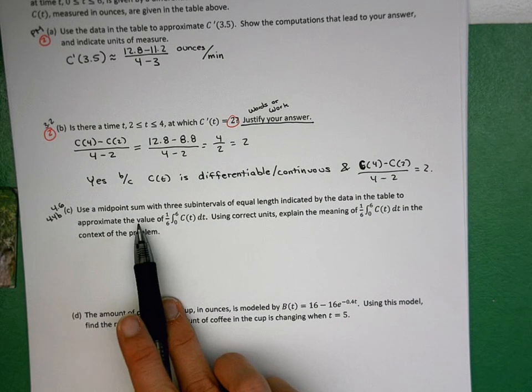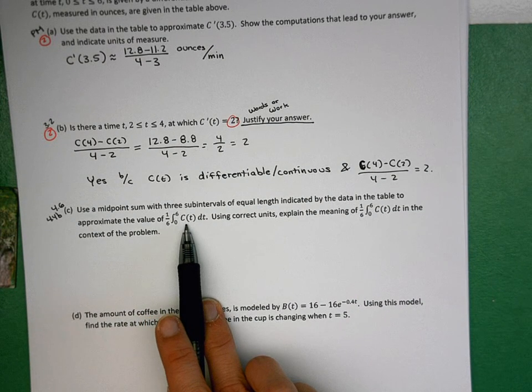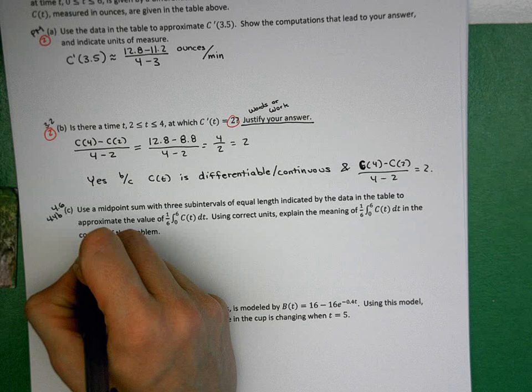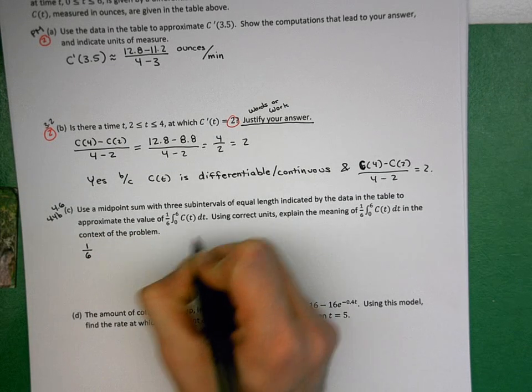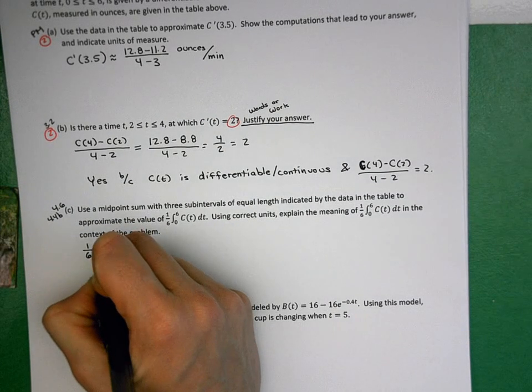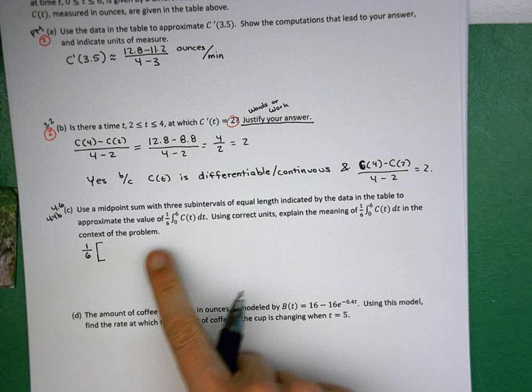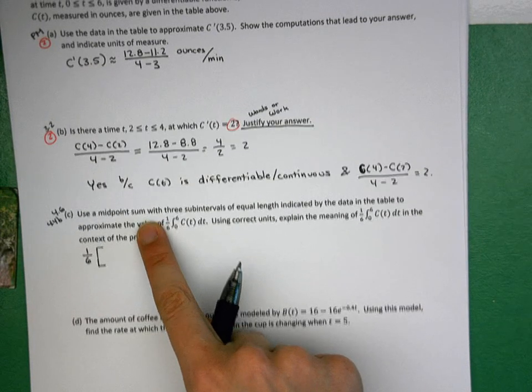Okay, so I'm going to go ahead and pause here. Let's go ahead and approximate that value. So 1/6 of my integral. Midpoint. Okay, midpoint sum would be your change again. Remember that change is in every single one of your approximations.